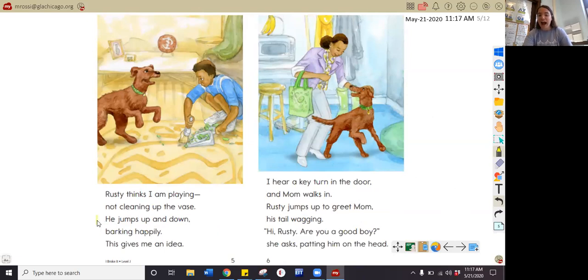In the story I read that Rusty jumps up and down and barks happily. So that makes me think that Rusty is feeling happy in the story because his tail is wagging and he is jumping up and down. And we can use our schema to know that when a dog wags its tail or barks, they might be happy. So we used our text evidence and our schema to infer that Rusty is happy on this page.